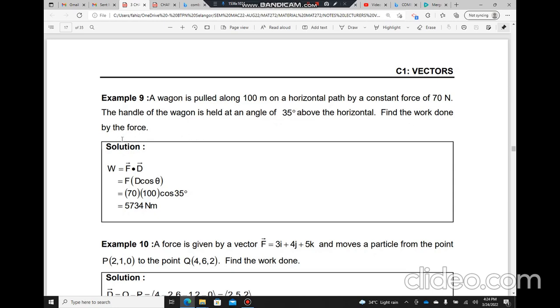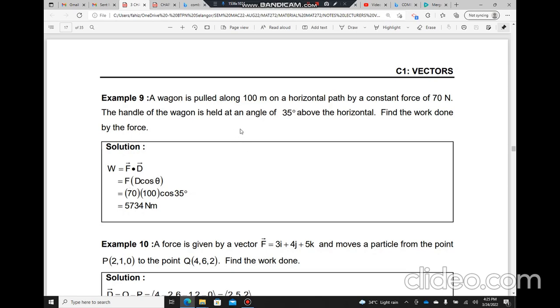Find the work done by the force. So here we can use the formula for work done, which is W equals F dot D, or F D cos theta. So just substitute into the formula.